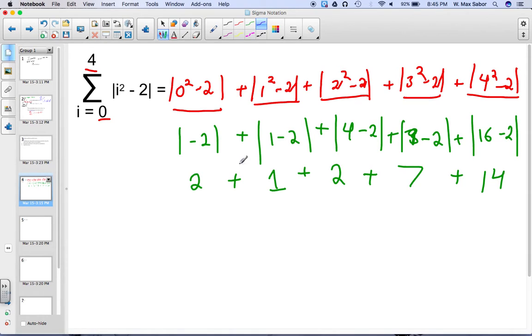So that will give us 2 plus 1 is 3, plus 2 is 5, plus 7 is 12, plus 14 is 26, I believe. Yeah, that looks good. So this is the sum when we plug in 0, 1, 2, 3, and 4 into this expression. This is an abbreviation. It's not really necessary in this case, although you could argue that this is a lot to write. It's going to be really useful when we're adding this from 0 to 100.